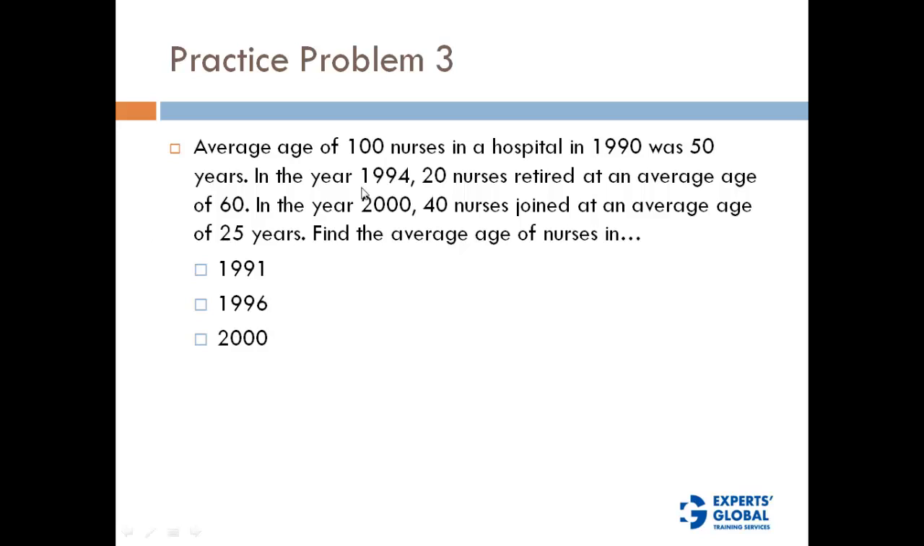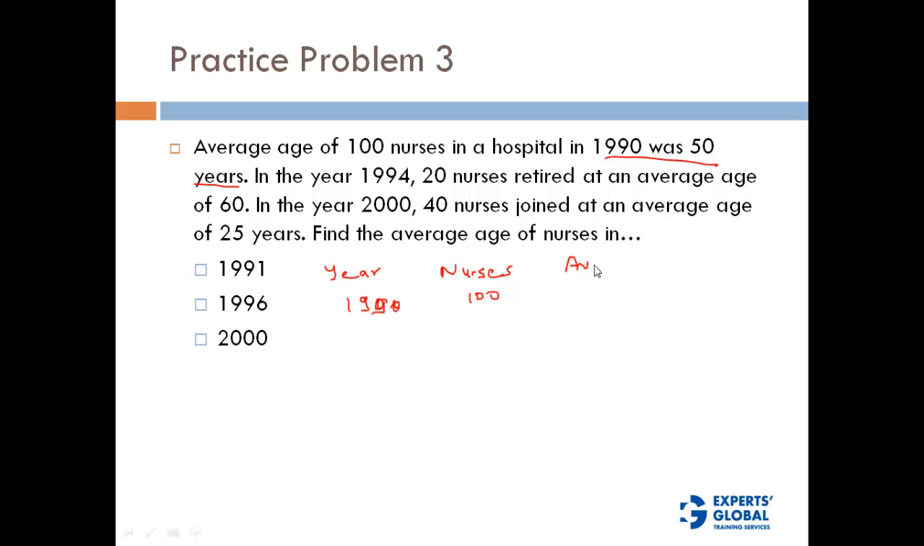The average age of 100 nurses in a hospital in 1990 was 50 years. Okay. So let's make this table. Nurses. How many nurses do we have? We have 100 nurses. This is year. 1990, 100 nurses.